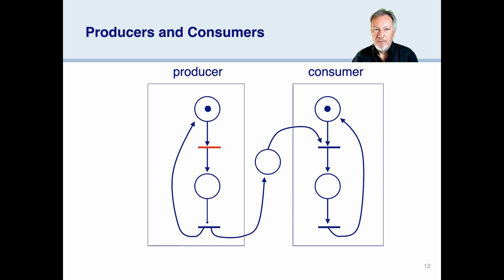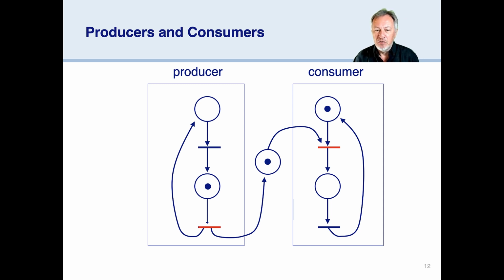Here's another example of producers and consumers. Here again, we have 2 subnets, one which is a producer and the other is a consumer. The idea here is that the consumer is waiting for enough tokens to be produced that it can start consuming them and doing some work too. The producer loops around, and every time it produces something, it provides a token for the consumer to start working.